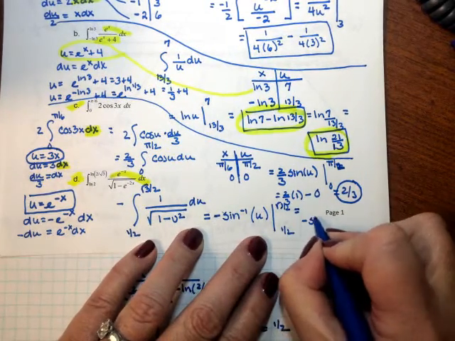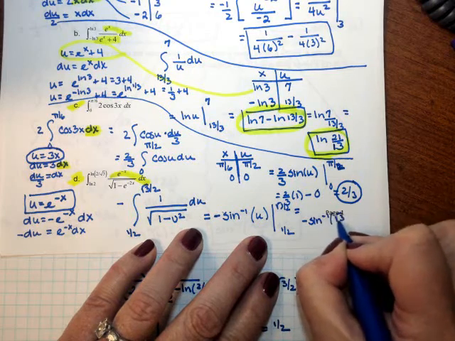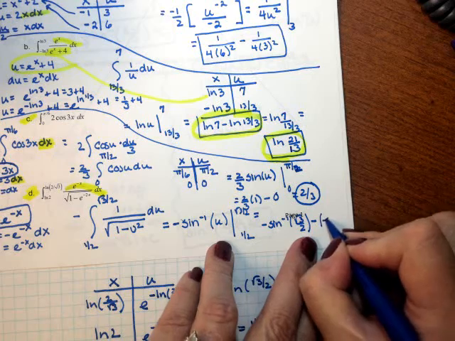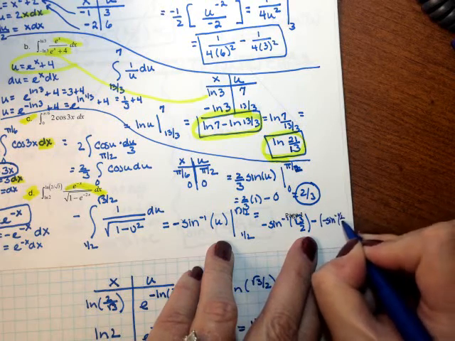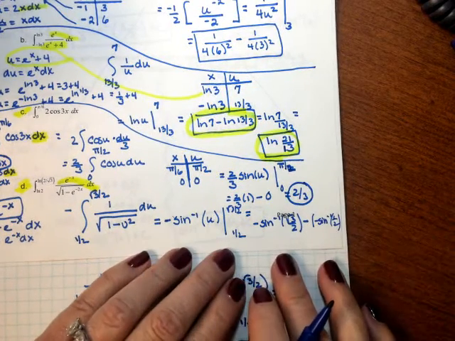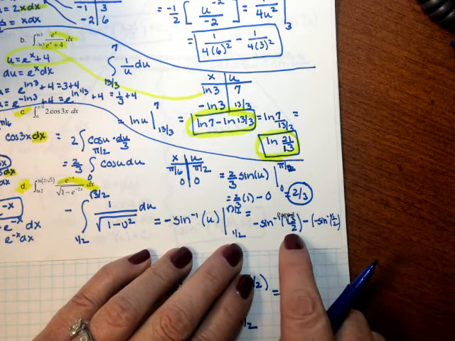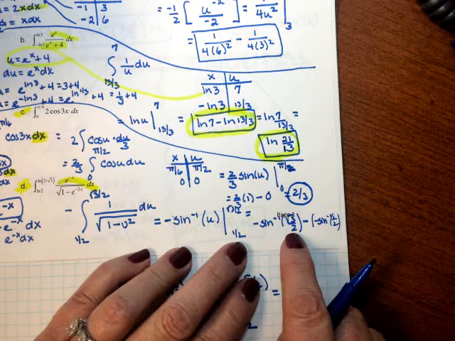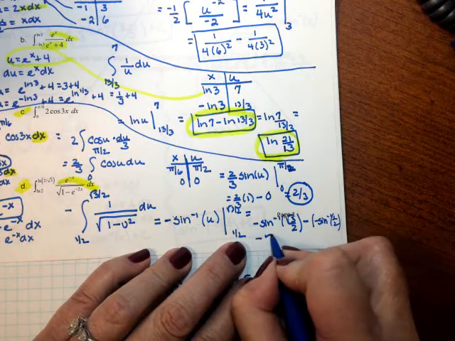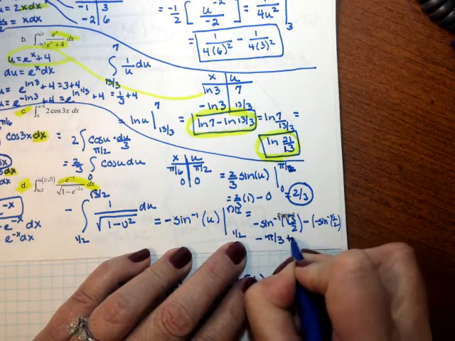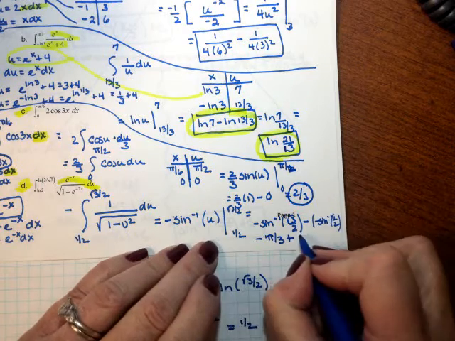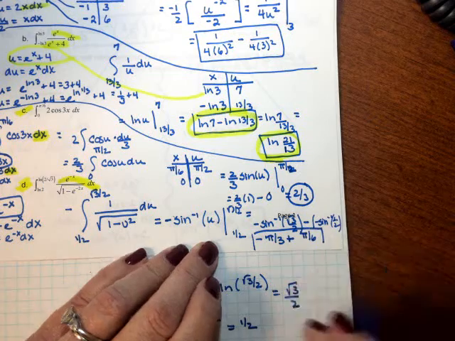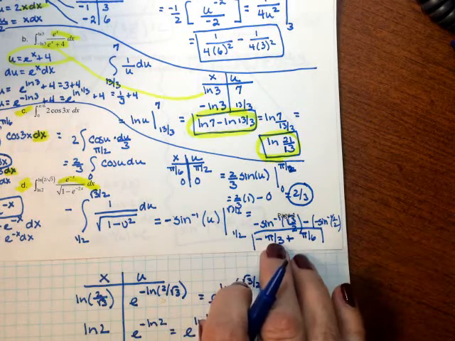So negative inverse sine of square root 3 over 2 minus, now be careful, it's another negative, negative inverse sine of 1/2. Remembering your inverse values, the inverse sine of square root 3 over 2 is going to be pi over 3. So I have negative pi over 3. This turns into a plus. The inverse sine of 1/2, remember, is pi over 6. So I have negative pi over 3 plus pi over 6.